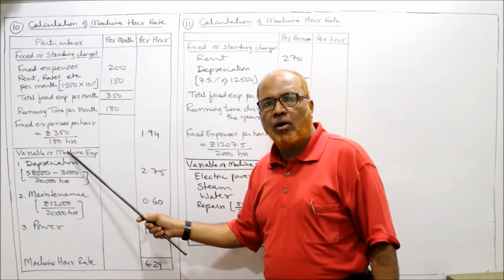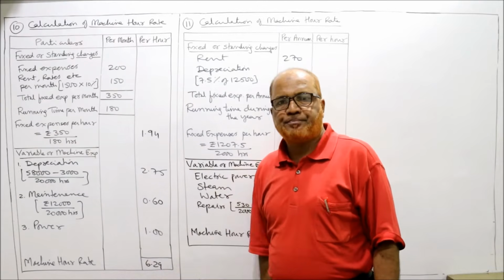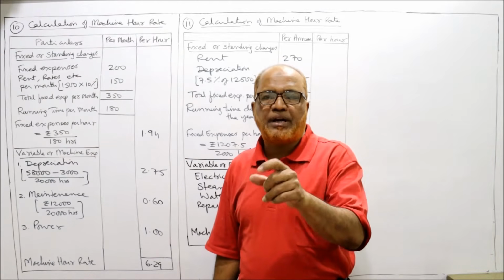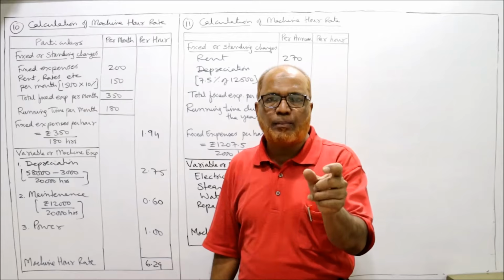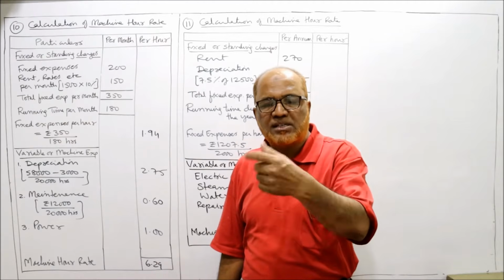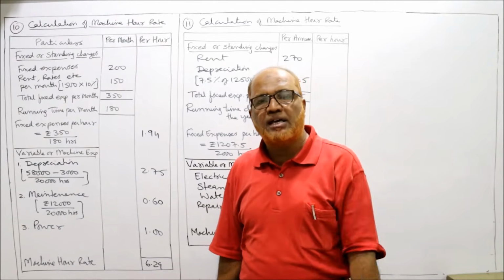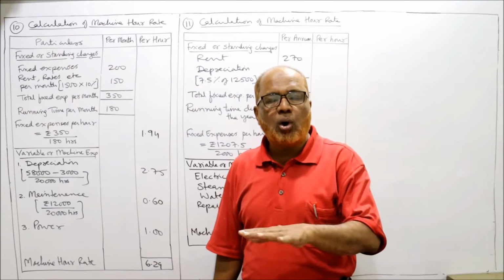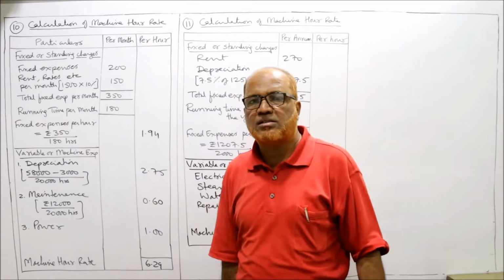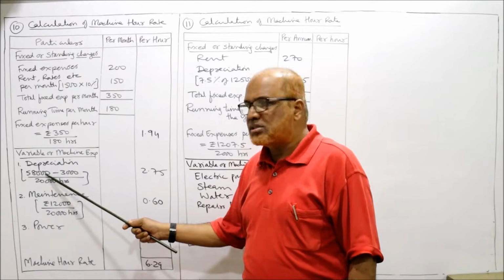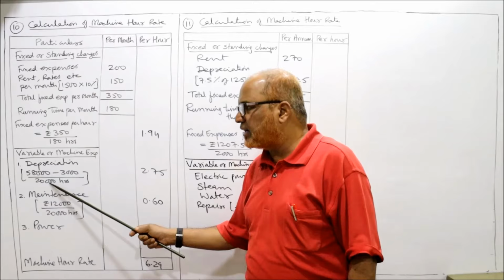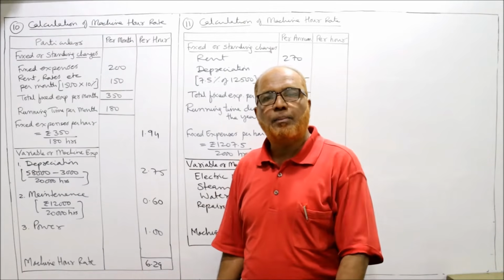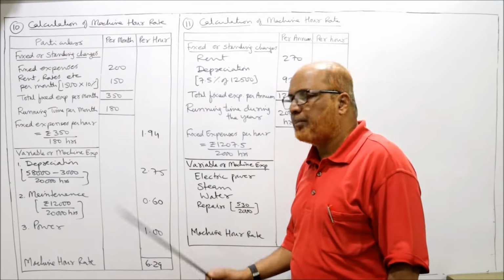Now we'll find out variable or machine expenses. Depreciation. Depreciation formula is cost minus scrap divided by life. Cost of the machine minus estimated scrap value of the machine divided by estimated life of the machine. The life is given in hours. The whole life of the machine is 20,000 hours. So cost 58,000, scrap value 3,000 divided by 20,000 hours. Then we'll get depreciation per hour. It comes to 2 rupees 75 paise.